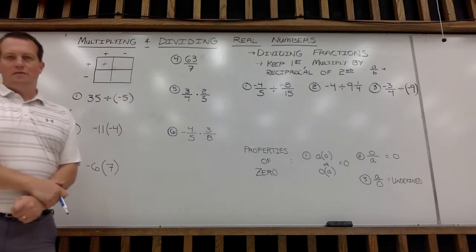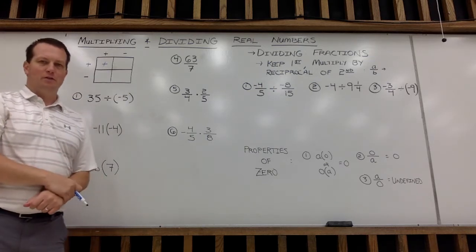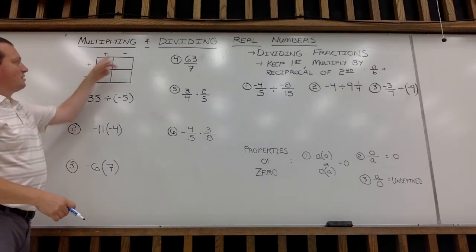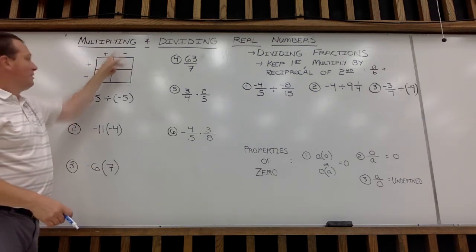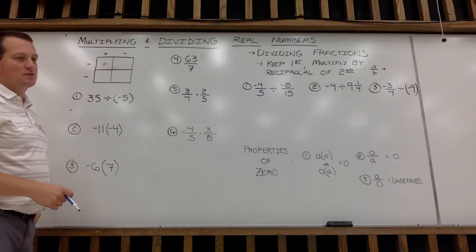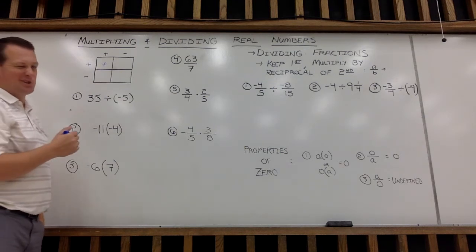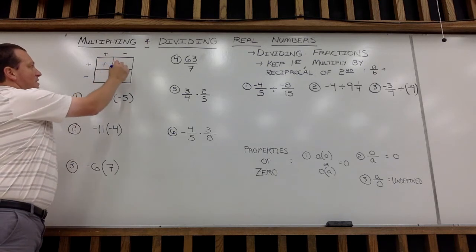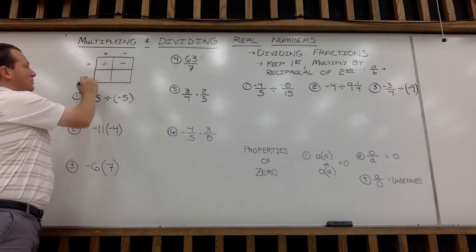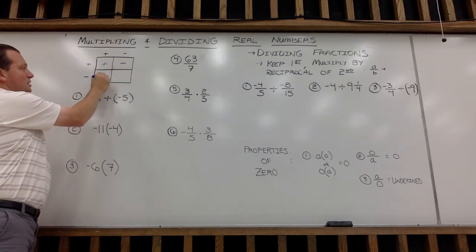It's when you have one of each that you get maybe a little confused. If I have a positive times a negative or a negative times a positive, that's when I'm going to get a negative result, whether it's multiplication or division. Positive divided by a negative is also negative. Negative and positive, one of each, negative.